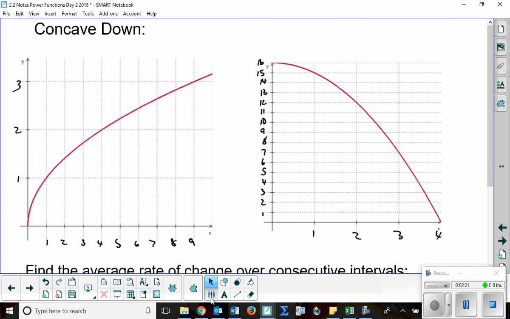Okay, here are 2 more functions. Find the average rates of change on the intervals of 0 to 1, 1 to 4, and 4 to 9. And then over here on the intervals of 0 to 1, 1 to 2, 2 to 3, and 3 to 4. Pause the video to do your work and then come back.